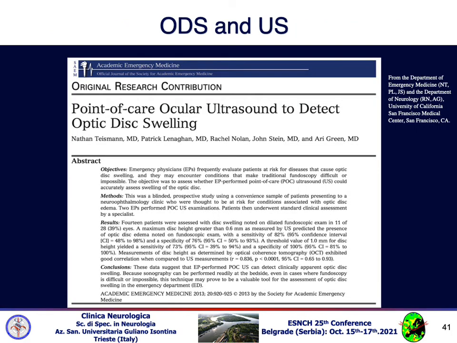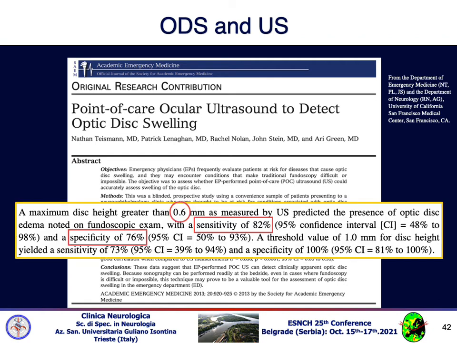Also in this measurement there is a relatively wide cutoff, and if we consider 6 millimeter, we have a good sensitivity and a relatively low specificity. But if we think about a threshold value of 1 millimeter, the specificity we see is much higher.